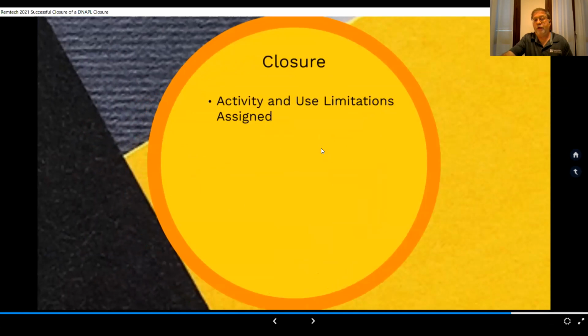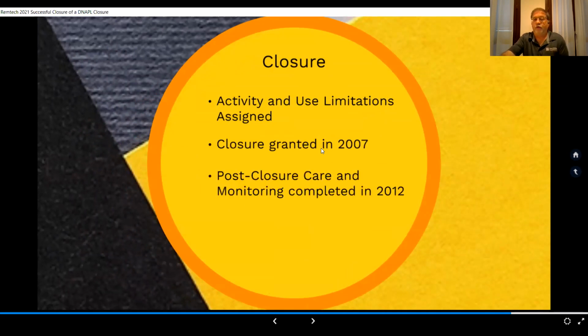For closure, we assigned the activity and use limitations. Closure was granted in 2007, and the post-closure care and monitoring period was completed 5 years later. What we had to monitor was deeper groundwater to make sure that we hadn't had any contaminants reach it. We had an intermediate level that we could monitor before the drinking water aquifer, and that one remained clean. So that's how we got our clean closure.